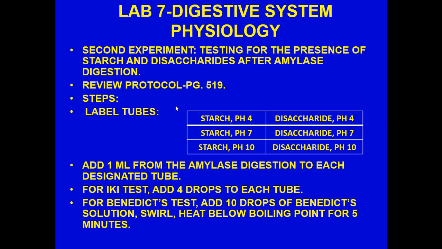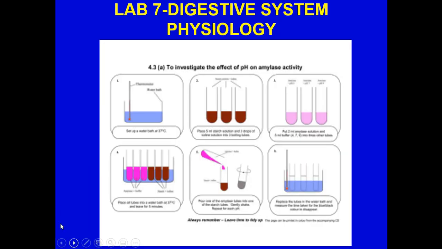And when you add 1 ml from the amylase digestion in each of the designated tubes, for the IKI test, you add 4 drops. For the Benedict's, you add 10 drops of it. Swirl, heat below boiling point for 5 minutes. And as you can see from this diagram, you can see some of the results. You would also see that basically, as you get cooler, it's going to take longer for reactions to occur. In extremes of pH, such as 4 or 10, you would have either delays in chemical reactions or no reaction at all.